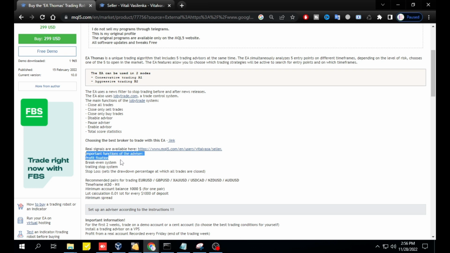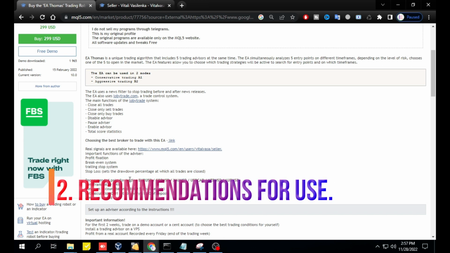The functions of the EA are profit fixation, break-even system, trailing stop system, stop loss, and it sets the drawdown percentage at which all trades are closed.